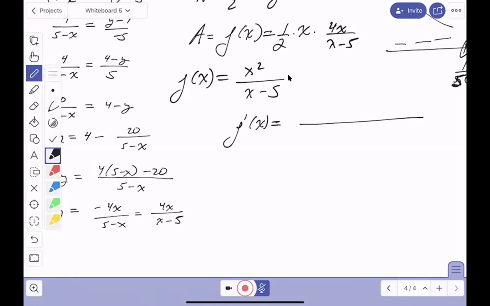What do you get on bottom? X minus 5 squared. Bring the bottom to the top. The root of top is going to be 2x minus the top times the root of the bottom, which is 1. Let me keep going.